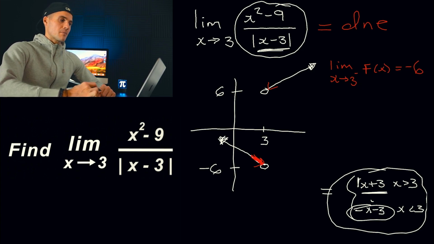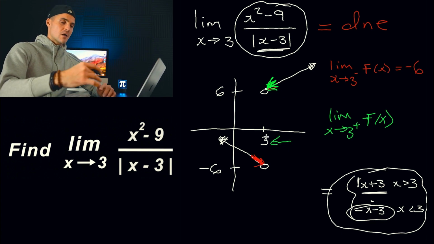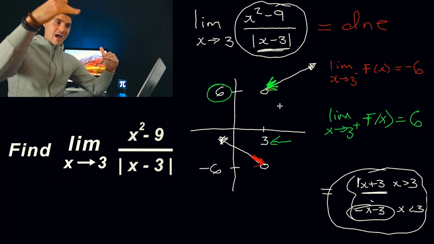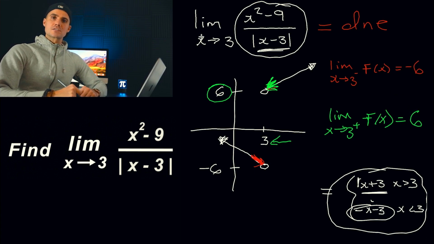Now, if we're approaching it from the positive side, so if we say the limit as x approaches 3 from the positive side or from the right side, well, that's going to be over here, right? So what y value are we approaching as we approach this 3 from the positive side or from the right side? We're approaching that y value of 6. Okay, so the one-sided limits exist, but notice that from each side, they're approaching different y values, -6 and +6. So that means the overall limit does not exist.